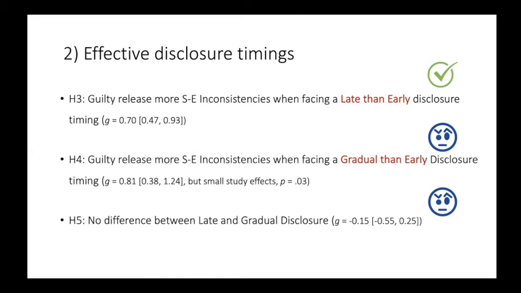And the last question we had here, or hypothesis test we did here, was that between a late and a gradual disclosure, but that test was inconclusive. So we did not find any differences between those two methods. So again, if we sum up this research question, it again tells us to avoid the early disclosure of evidence and then choose either a later or a gradual disclosure timing.